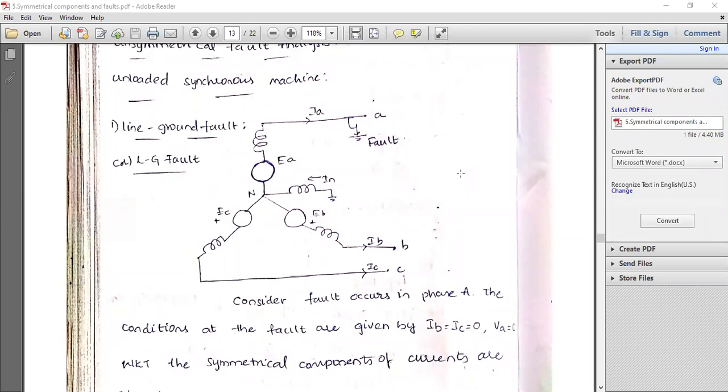So as we have already discussed, again we are going to consider an unloaded synchronous machine. If a line to ground fault occurs in your unloaded synchronous machine, this particular system we have already seen in the earlier case. Okay, so phase A, phase B, phase C, where IA, IB, IC are the currents that are trying to flow, and this is a neutral current that will be equal to IA plus IB plus IC, and where phase A is completely replaced with its equivalent circuit. Similarly phase B is replaced with its equivalent circuit, similarly phase C also. Okay.